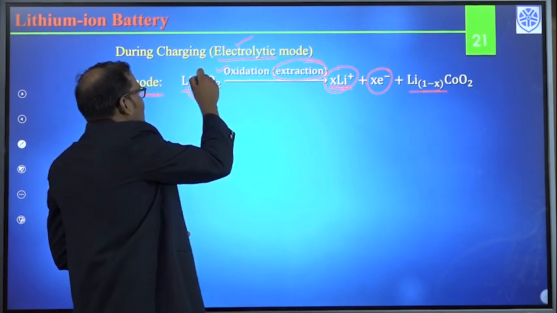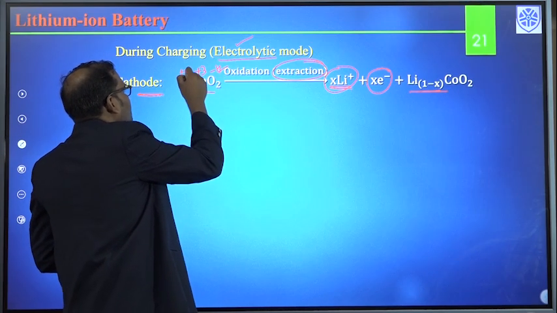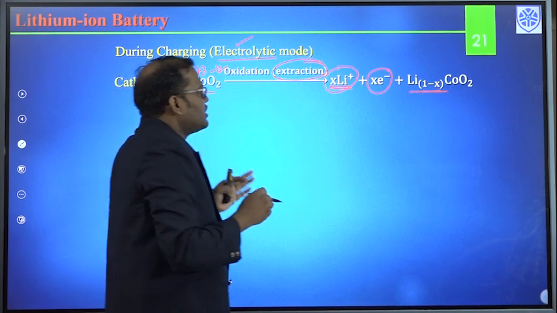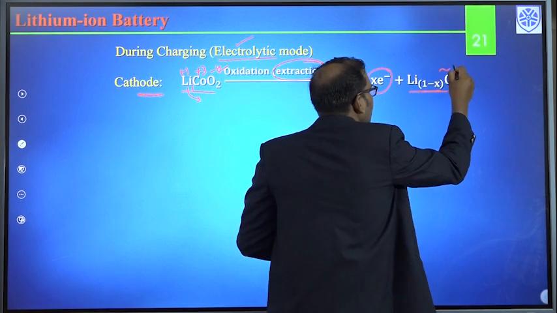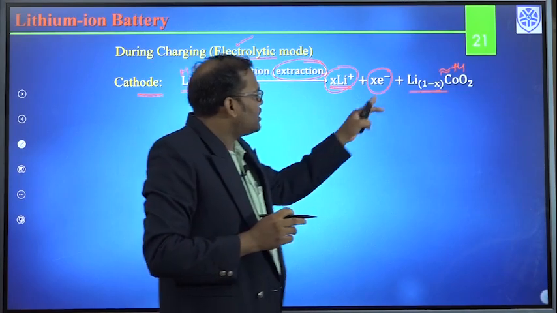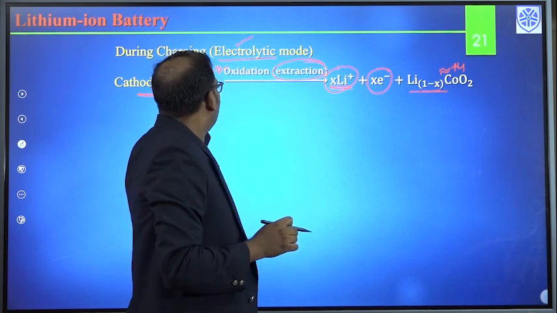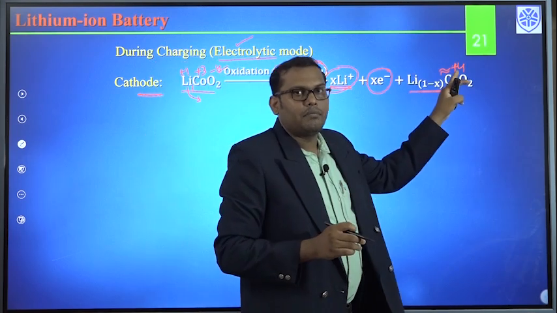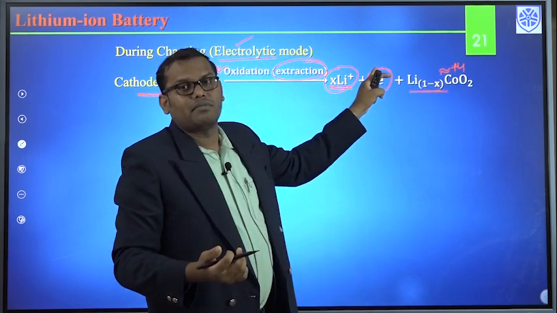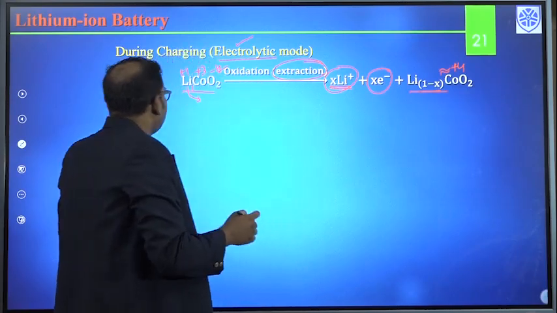If you see the oxidation state of cobalt here, it is plus 3, because this is minus 4 and this is plus 1. Now it will be almost plus 4, because still some amount of lithium is there. But that means there is an oxidation process. Cobalt goes from plus 3 to almost plus 4. This is the oxidation process, or extraction process, right.